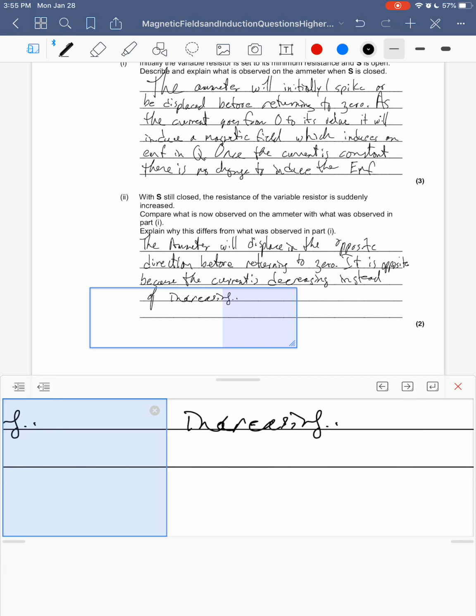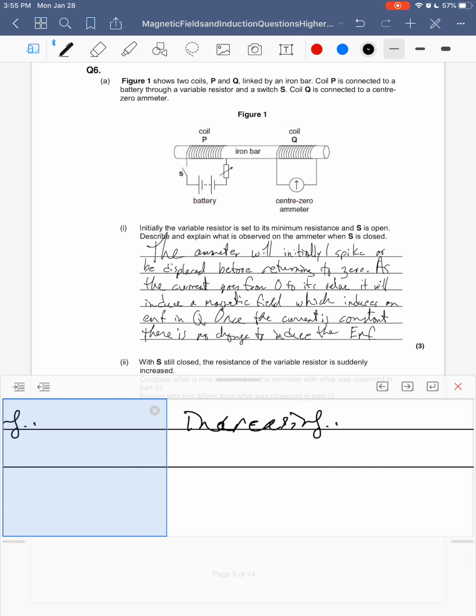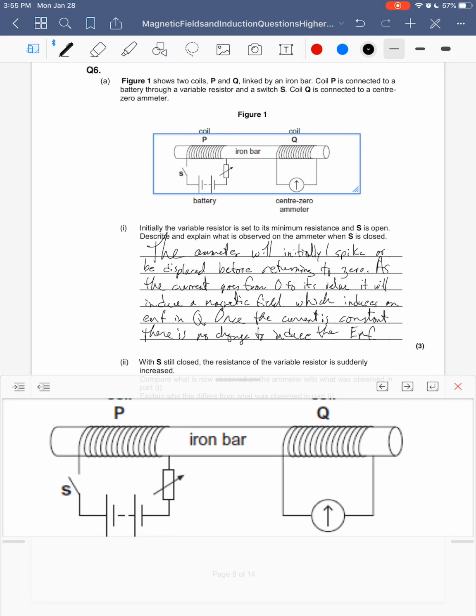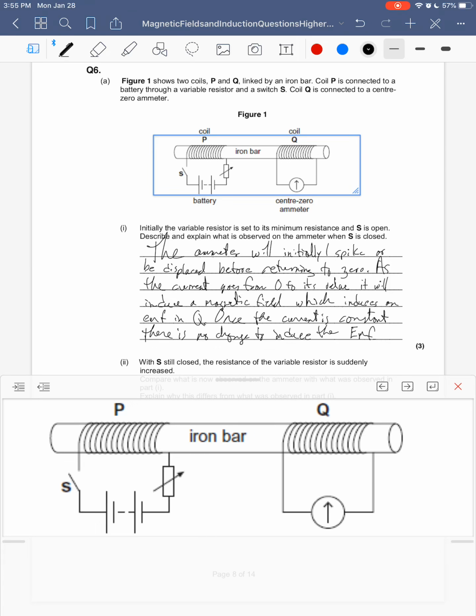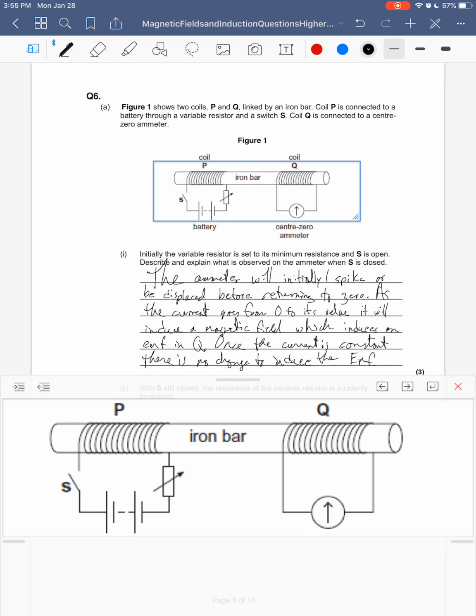Okay, so again, you have a change in your current, at least temporarily, where the current is now decreasing instead of increasing. So because it's an opposite change, you will have an opposite effect. Okay? So that's what we are looking at.